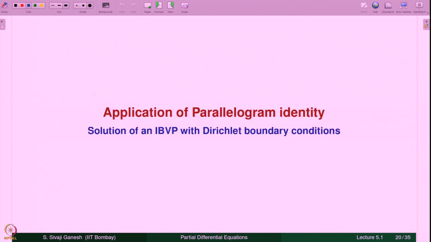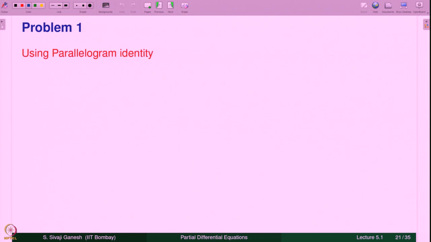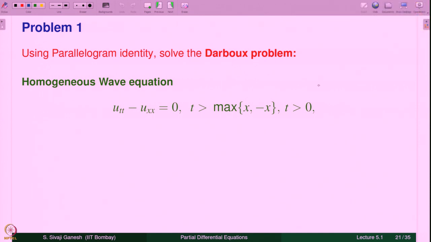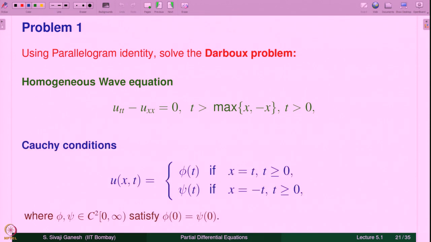So, let us look at some applications of the parallelogram identity, which is in the solution of an IBVP with Dirichlet boundary conditions. So, using the parallelogram identity, solve the Darboux problem. What is the Darboux problem? u_tt minus u_xx equal to 0, that is the wave equation posed in which domain? t bigger than the maximum of x and minus x. That is nothing but t is greater than mod x, since the maximum of x and minus x is precisely mod x. In this domain we have to solve the wave equation and we are given Cauchy conditions.